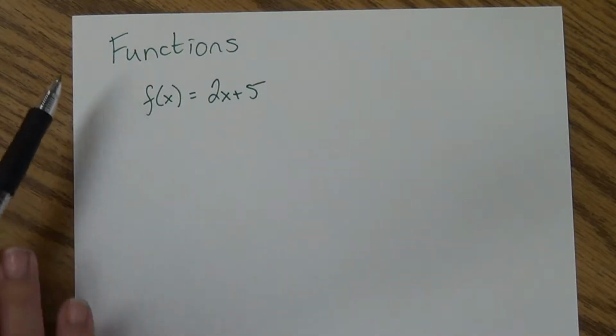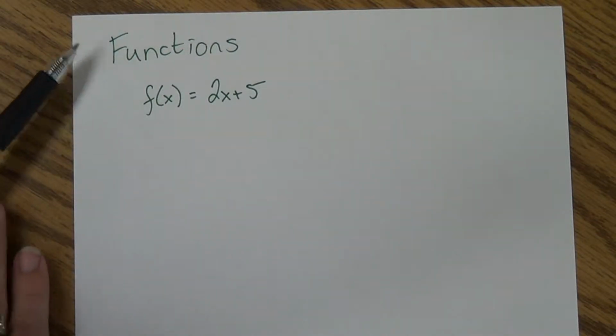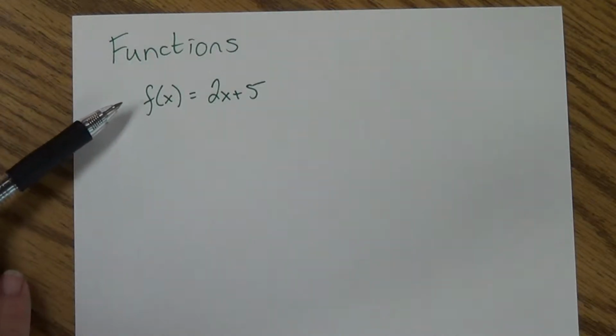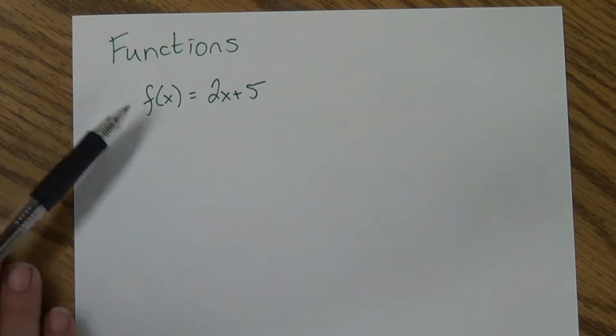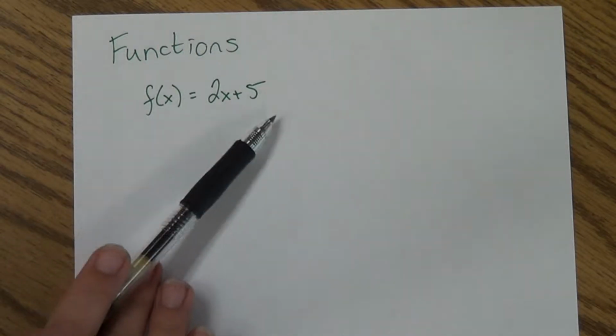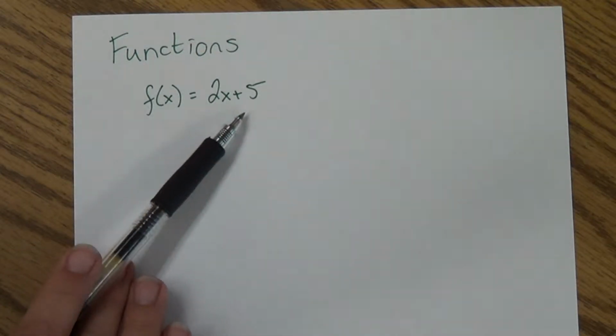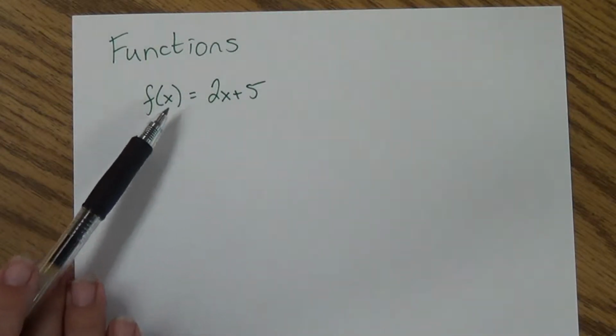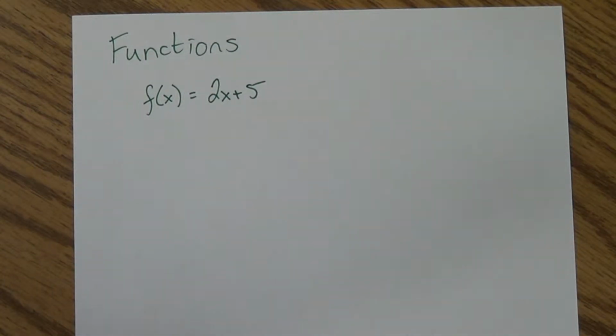We are getting ready to start a unit on functions. And functions, basically what you learned in middle school is it's just kind of a fancy way to write equations. So instead of writing y equals 2x plus 5, you write f of x equals 2x plus 5. There's also a little bit more to it, but we'll go into that more in person in class.